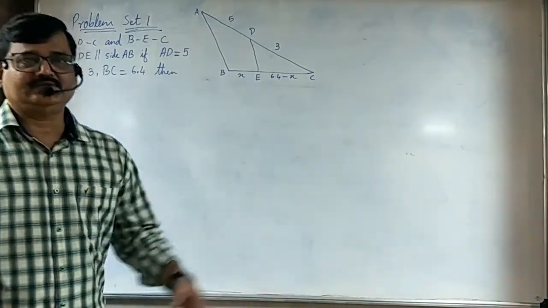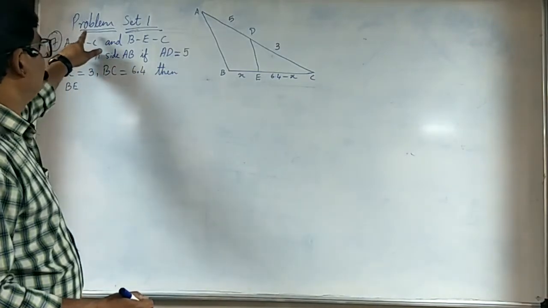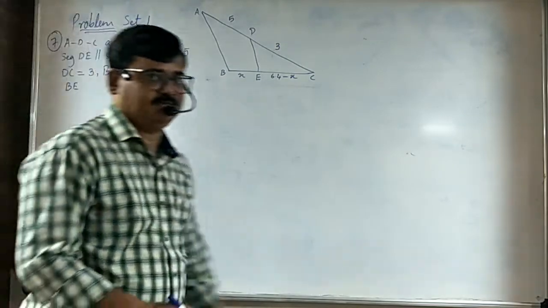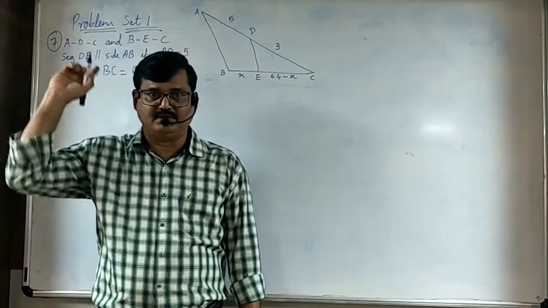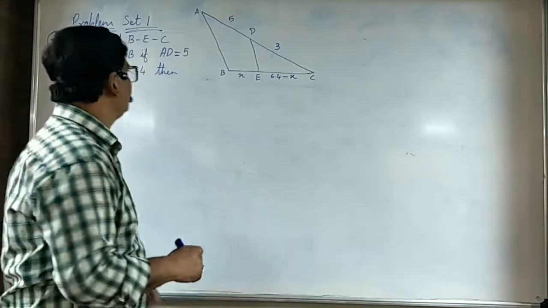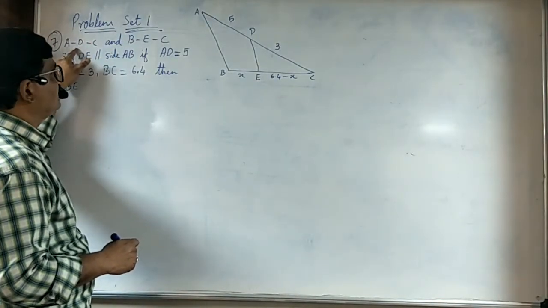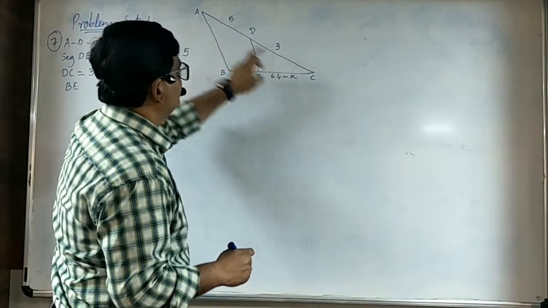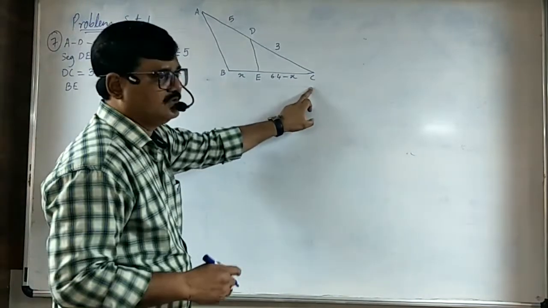Now let's see the sum from problem set 1, sum number 7. It's not from the practice set, it is problem set 1, question number 7. Let's read this. A, D and C are collinear points. B, E, C are also collinear points.